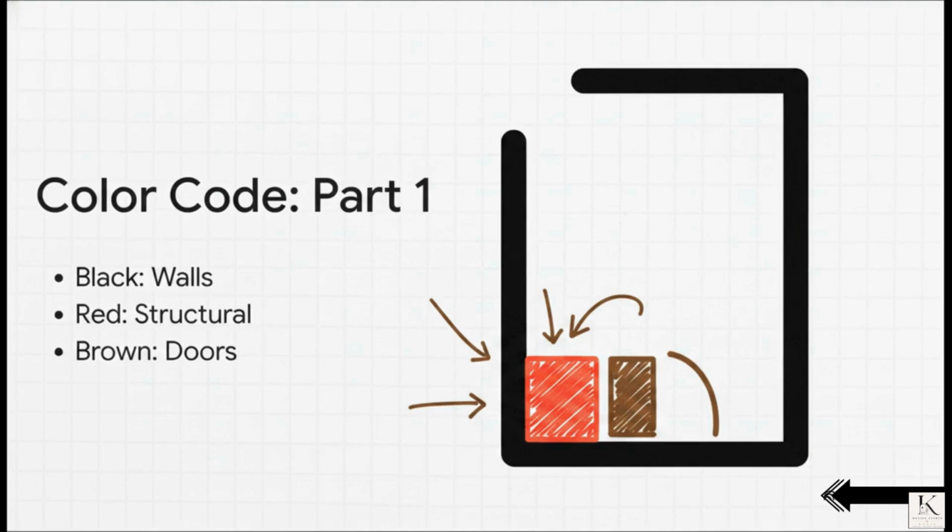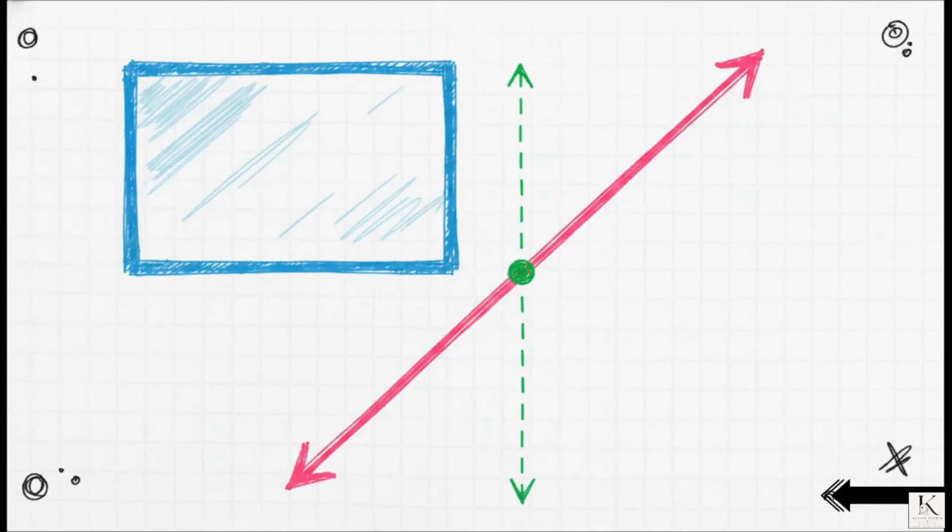Black defines our main walls and critical dimensions. Red is used to immediately flag structural elements like beams, columns, and slabs, plus electrical points. Meanwhile, brown naturally categorizes our doors and furniture, which makes total sense considering they're traditionally made of wood. Notice how the psychology of the colors just continues here.